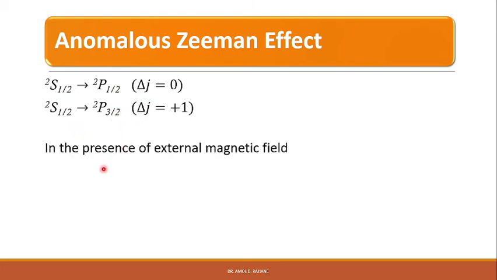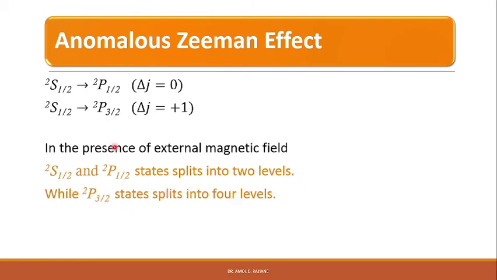So in the presence of an external magnetic field, the doublet S 1/2 and doublet P 1/2 states split into two levels each, and the doublet P 3/2 level splits into 4 levels. That means the energy levels will split into several different energy levels corresponding to different Jz values, right?